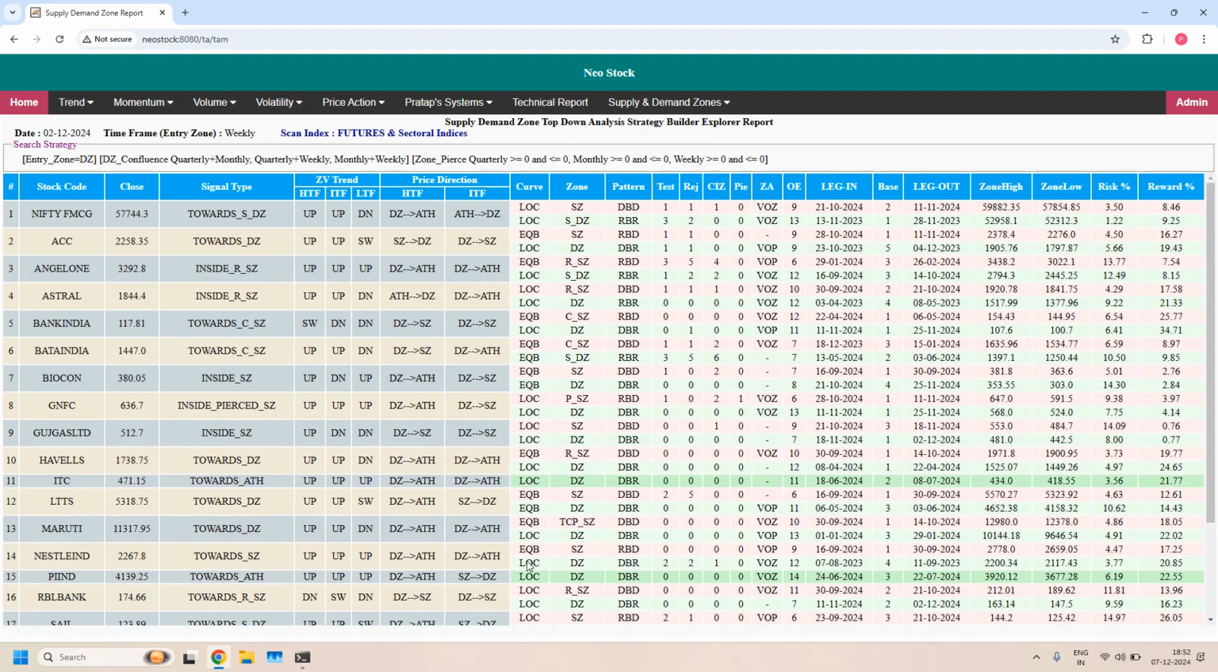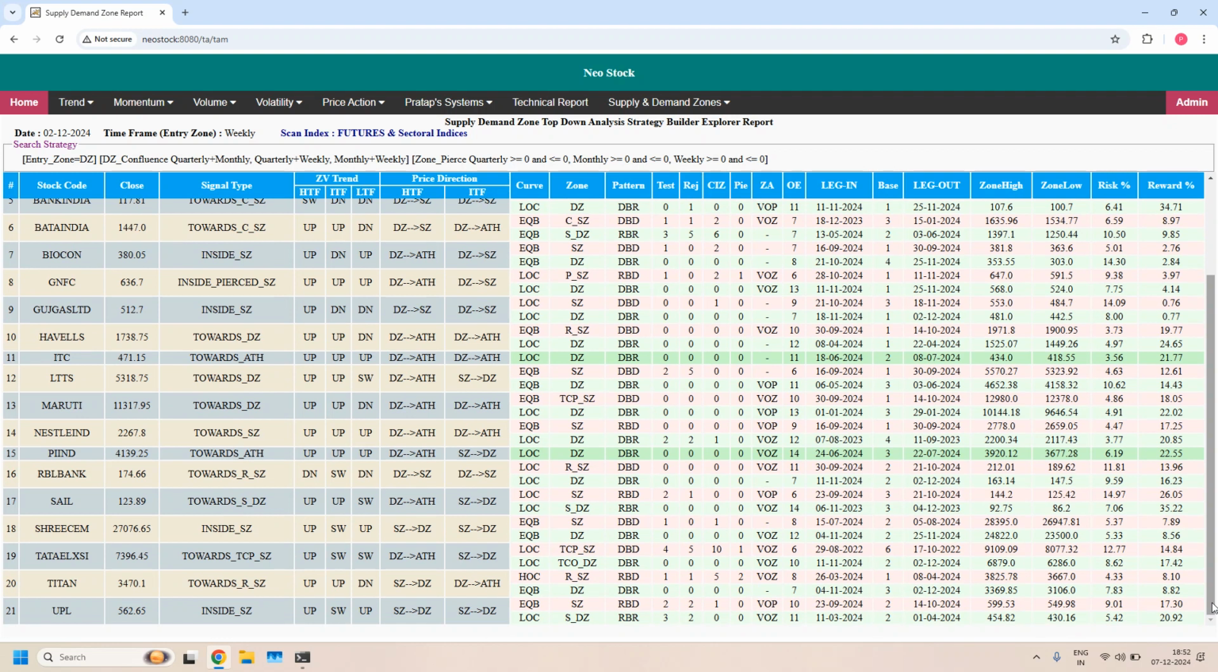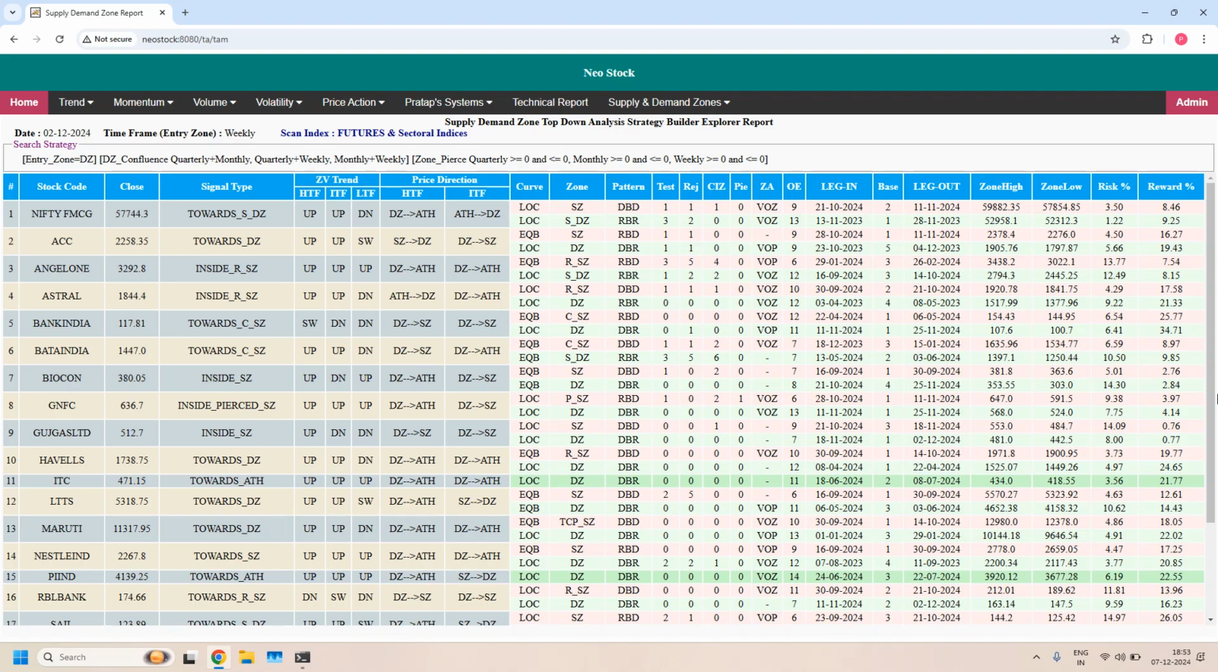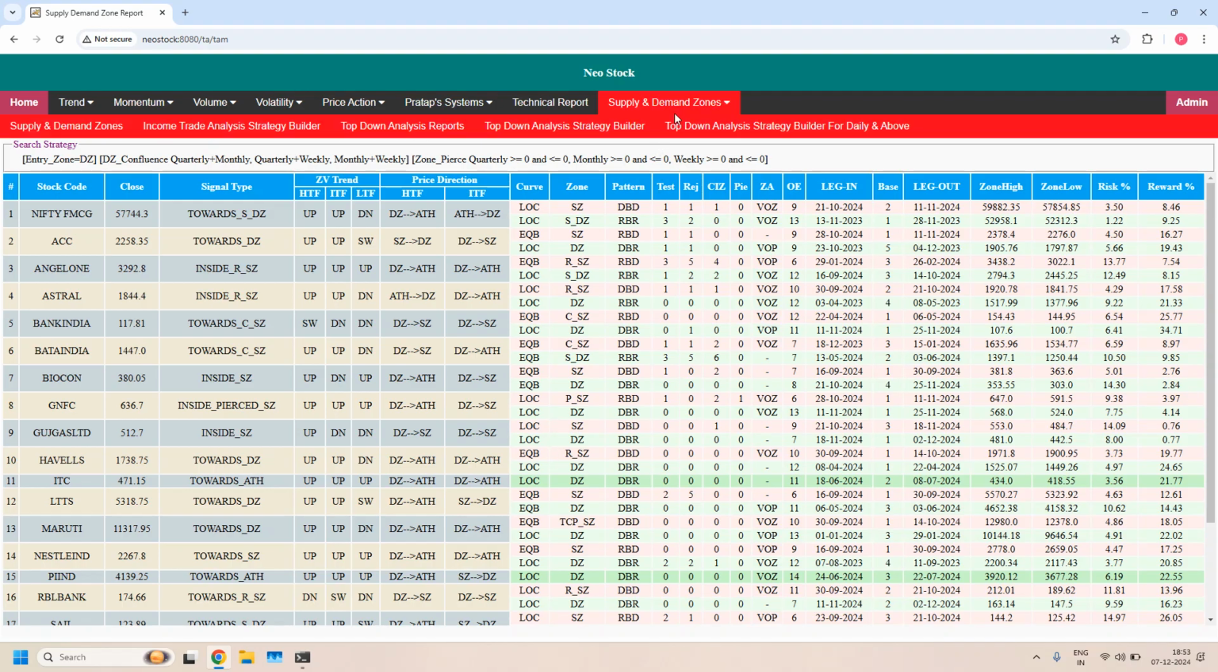The first 16 stocks are in the list. I am scrolling the list down. So total 21 stocks are filtered. In all these 21 stocks, the weekly zone is a part of the monthly zone, both together again part of the quarterly zone. Okay. So this is about the weekly time frame. Now let's move on to the next time frame, daily.